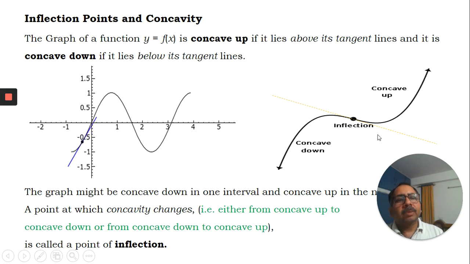For example, in this picture, the graph to the left of this yellow line is concave down, because if I draw a tangent line, the graph always lies below this tangent line. And see the right side, it is concave upward because the graph is always above this tangent line.